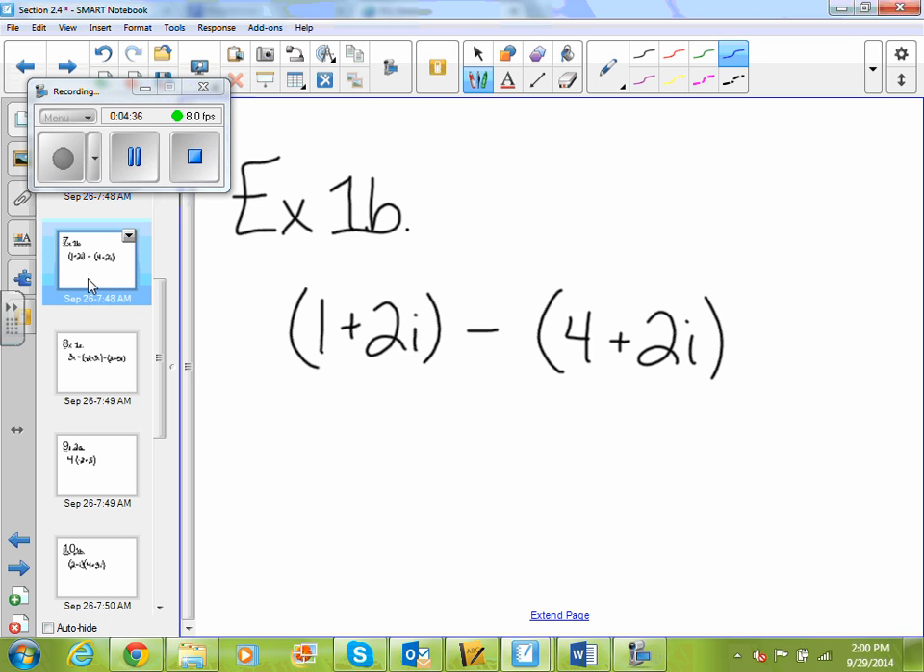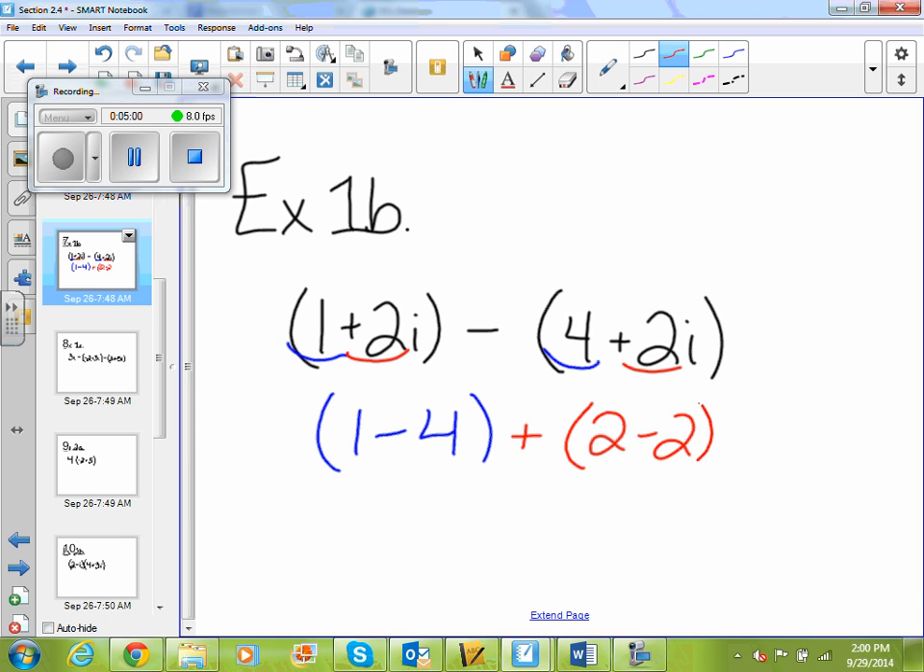Okay, if we look at 1b, we have (1 + 2i) - (4 + 2i). Okay, so we start with our first numbers and we subtract those. So we end up with 1 - 4. Then if we go to our second numbers, 2 and 2, we end up with plus (2 - 2)i, because this always stays a plus in between them. So then 1 - 4 is -3. 2 - 2 is 0i. And so this just simplifies to -3. You don't have to write the 0i.